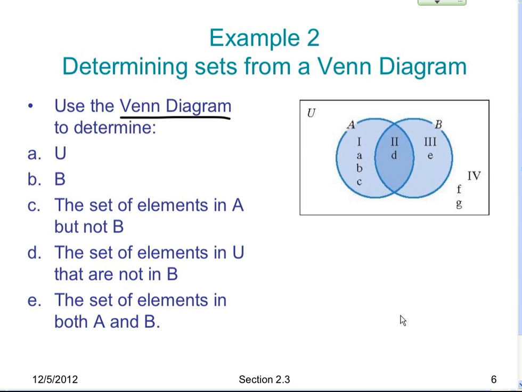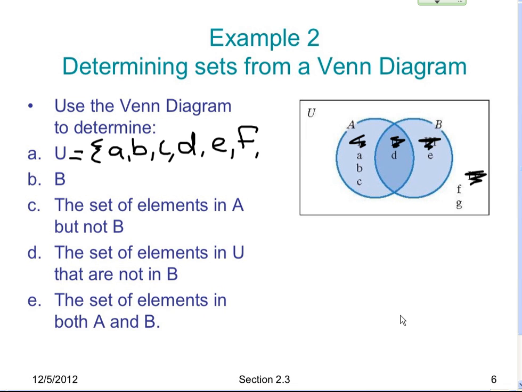Use the Venn diagram to figure out what is the universal set. Now when we're looking at this picture, I know it's kind of confusing, but these Roman numerals are not in the set. They're just labeling the region. So you can ignore the Roman numerals. We need to figure out the universal set. That would be everything inside the rectangle. So we have A, B, C, D, E, F, and G in the universal set.